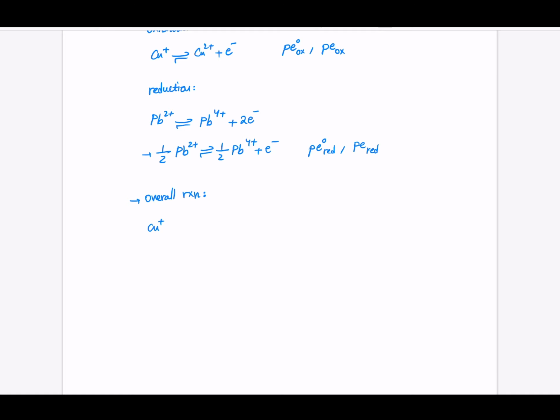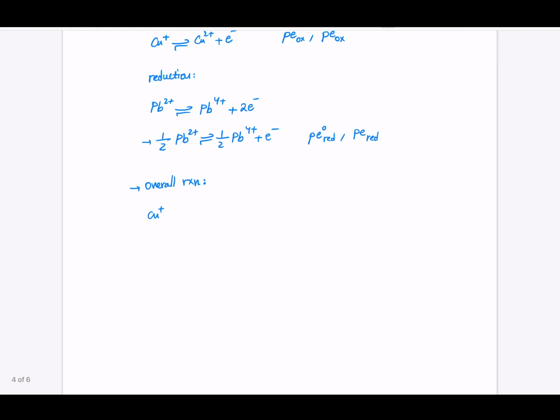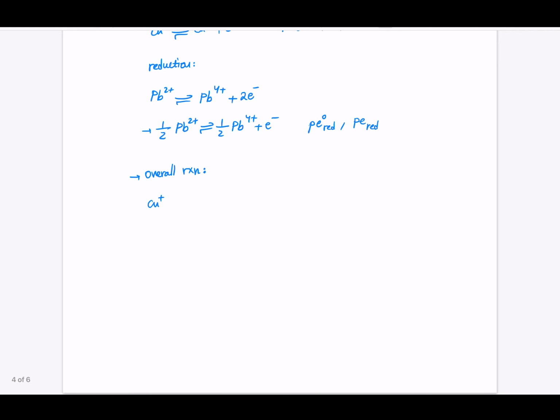So basically, the oxidation reaction plus the reverse of the standard reduction reaction. So Cu+ plus half Pb4+ going to Cu2+ plus half of Pb2+. When we look at it, it's charge balanced. So 3 charge here, 3 charge here.